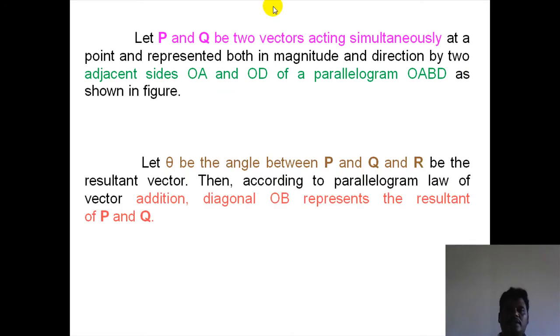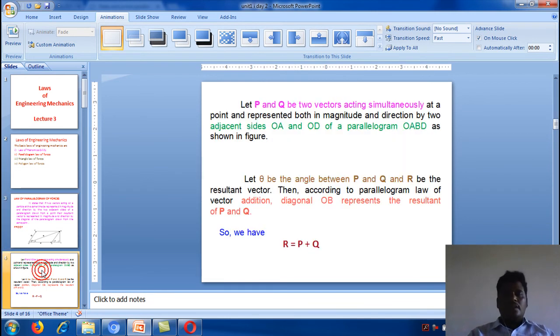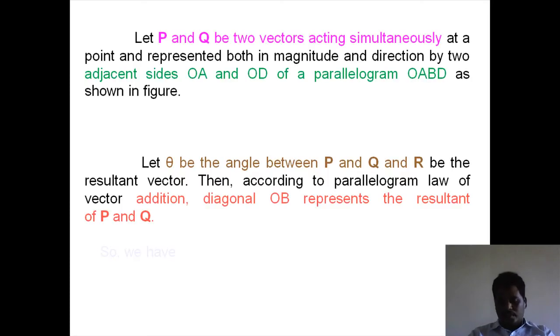In order to understand, let theta be the angle between P and Q. R will be the resultant vector, the resultant force. Then according to the parallelogram law of forces, the diagonal OB represents the resultant of P and Q. OB represents the resultant. From that we can write the resultant R equals the sum of the two forces, R equals P plus Q.